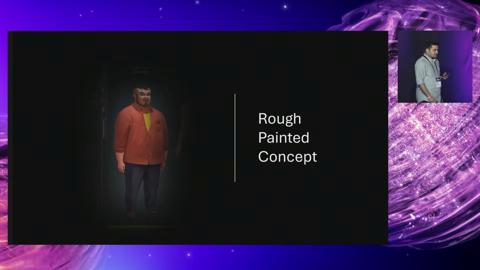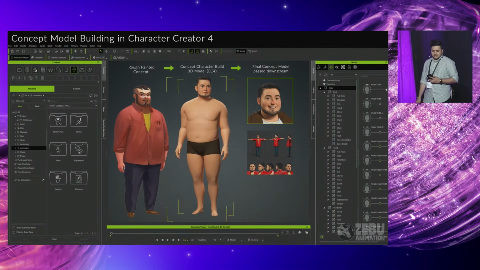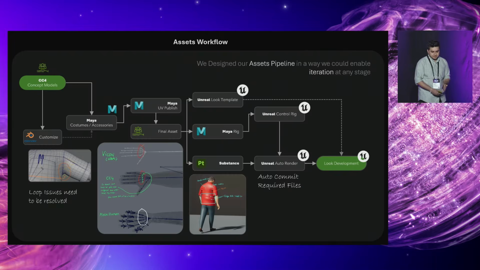Our designers gave us a rough painted concept, but our CG team gave us something like this. And we still had to manage the clothing and make the final look of the character, all using Unreal Engine, and that's what we are going to see in a bit. Our assets workflow mainly involved use of Character Creator 4. Character Creator 4 allowed us to iterate and ideate the designs rapidly.